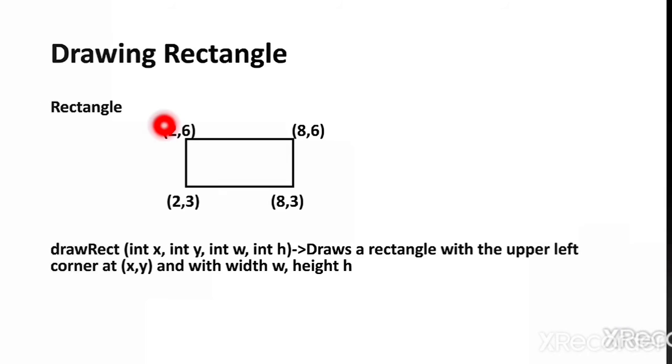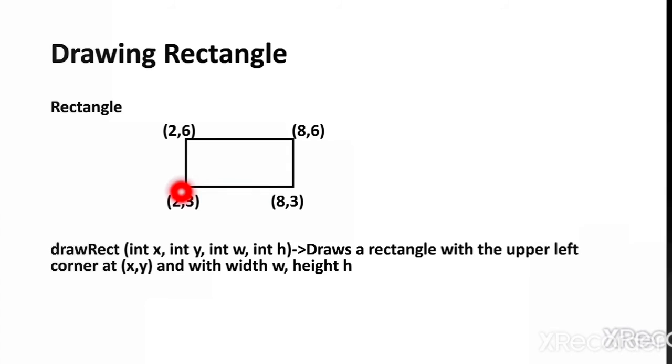Drawing a rectangle. A rectangle is a geometrical shape formed by connecting 4 different points such that the lengths of the opposite sides of a rectangle are always equal. Here is an example where I have constructed a rectangle by connecting the points 2, 3 and 8, 3 and 8, 6 and 2, 6, such that the lengths of the opposite sides of this rectangle are equal.